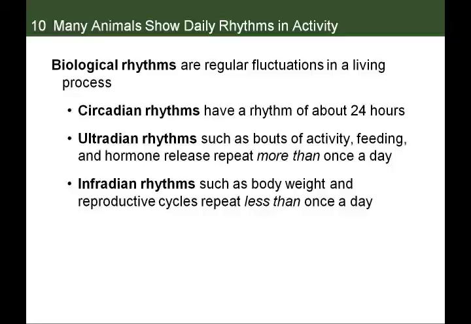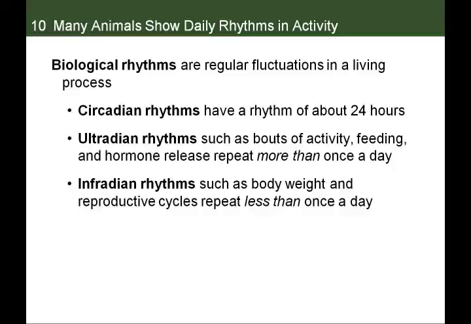There's also what's called ultradian rhythms. And this has to do with things that repeat more than once a day. So, for example, your temperature fluctuates, your ability to concentrate fluctuates, your feeding behaviors fluctuate, your hormones fluctuate.